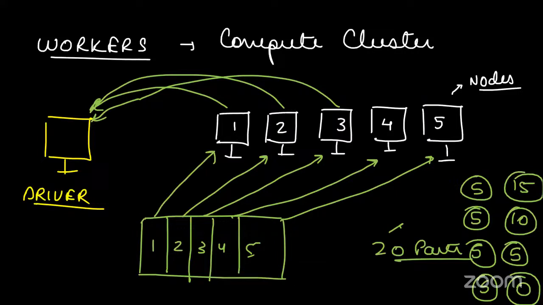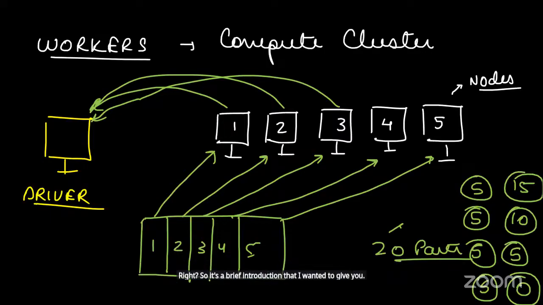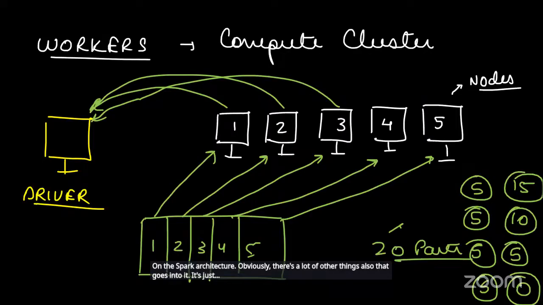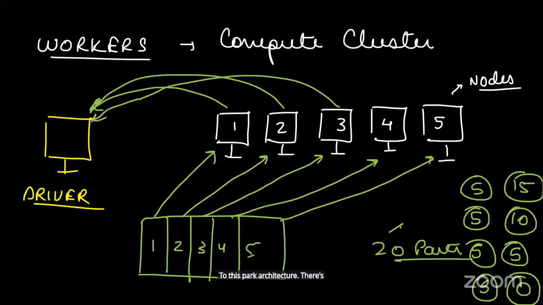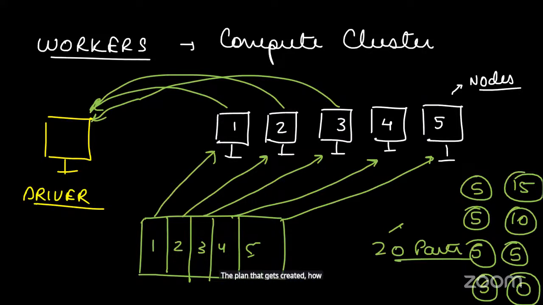Clear? So do you understand now the architecture of what is happening here, how it is happening here, how the data gets processed? Right. So it's a brief introduction that I wanted to give you on the Spark architecture. Obviously, there are a lot of other things that go into it. It's just, I would say, an introduction to the Spark architecture. There's obviously a lot more that goes into it. The DAGs, the plan that gets created, how it is executed, right? How will that happen? All of that we'll have to see in the class itself. Clear?